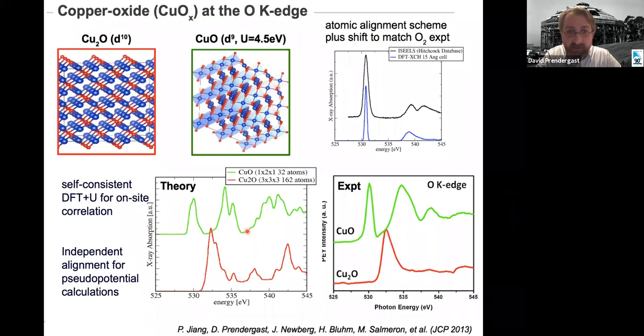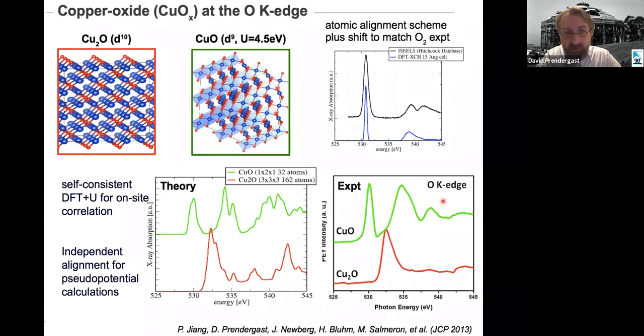And then down here is the simulation of what the spectrum might look like for CuO in green, Cu2O in red. You can see indicated here the size of the supercells I used. They're not too large, only 32 atoms in the copper oxide case. And in the cuprous oxide case, 162 atoms, so a much bigger unit cell.